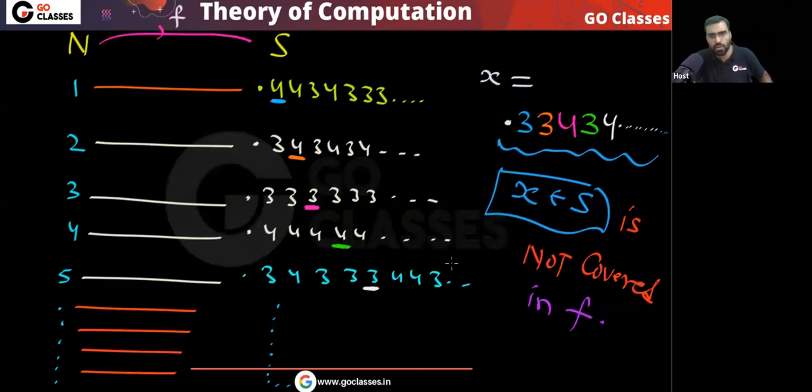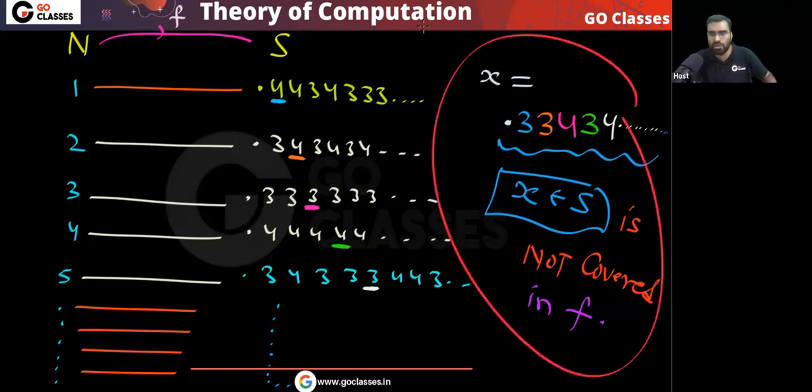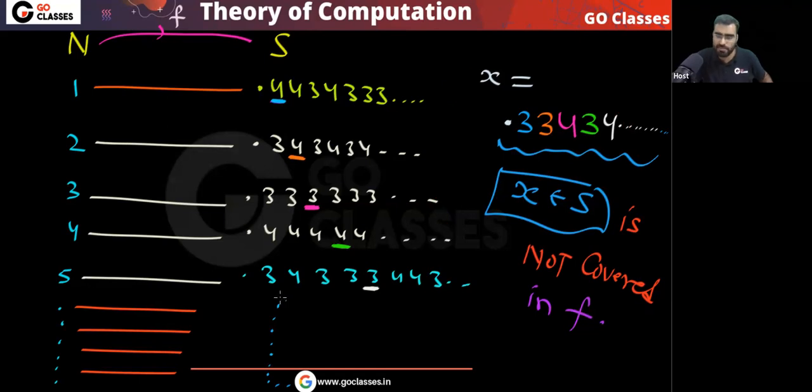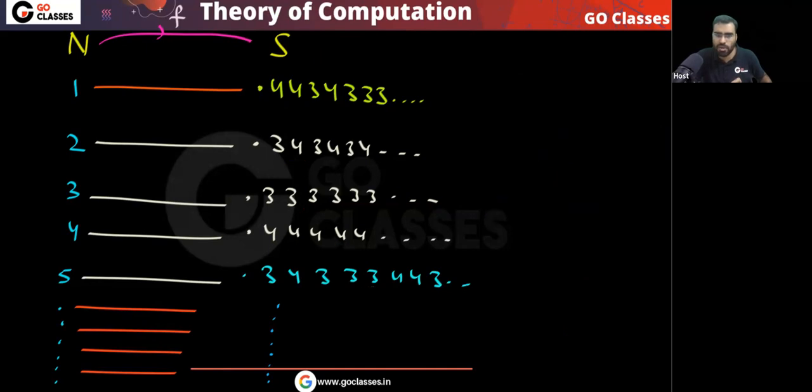So I can do this for any bijection. Whatever bijection you can create, I can always do this. So I can say there is no bijection. So I can say this set S is uncountable. Did you understand this? Please tell me. Let me know.